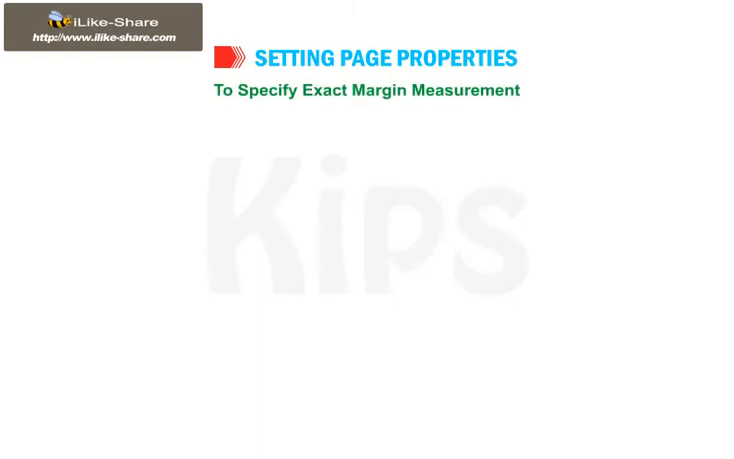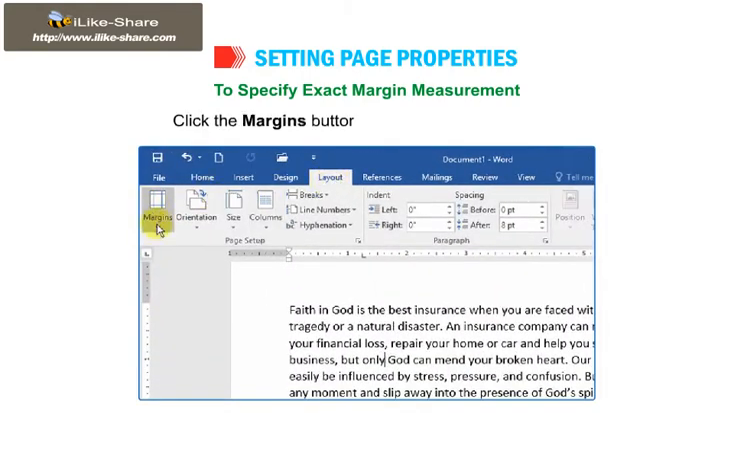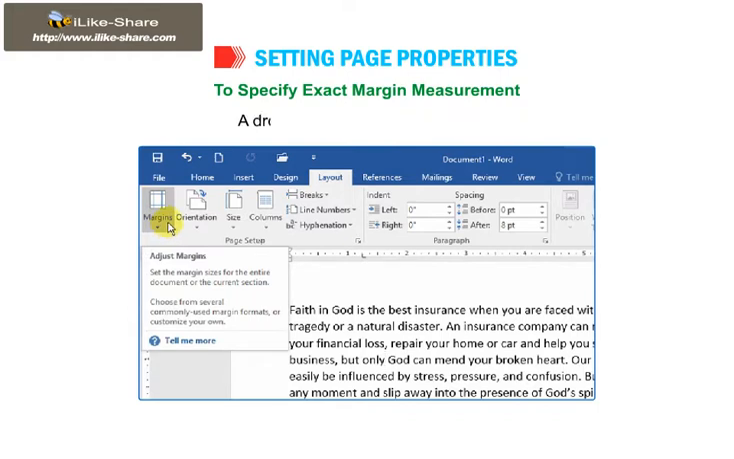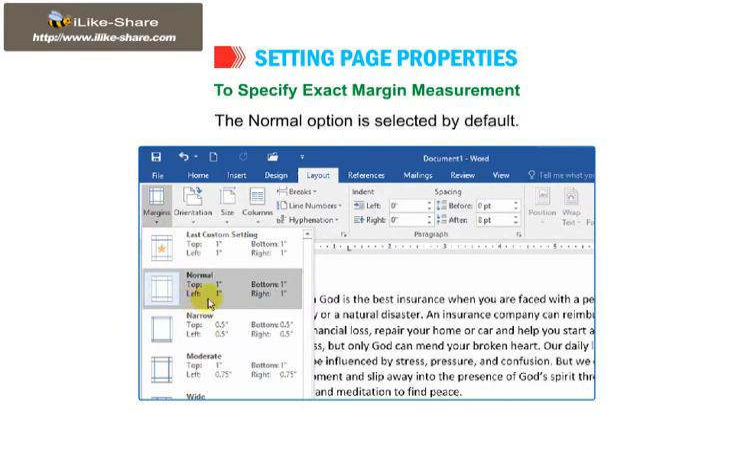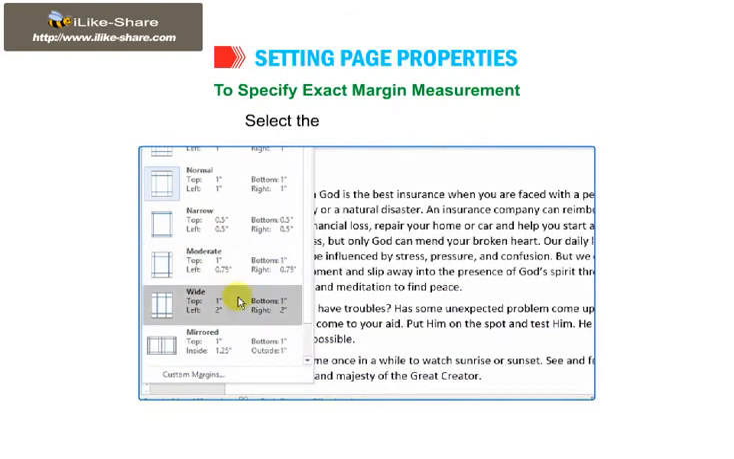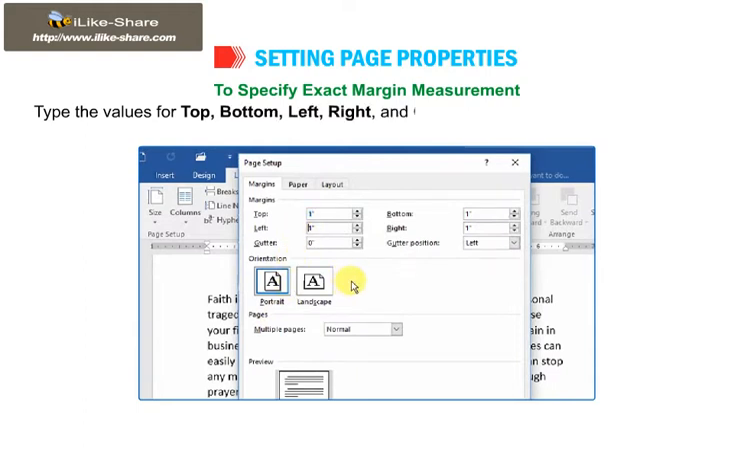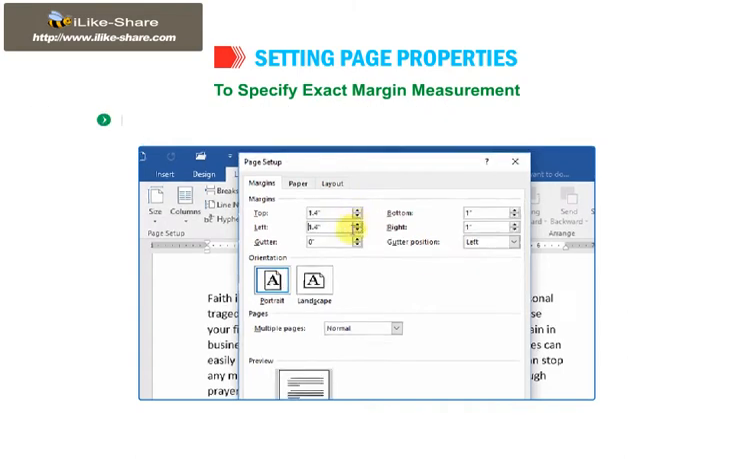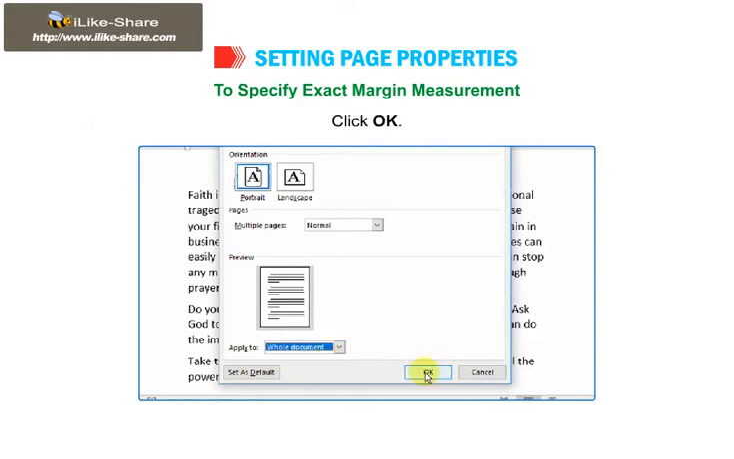Let me now guide you how to specify exact margin measurement. Select the Layout tab. Click on the Margins option in the Page Setup group. A drop-down list of options appears. The Normal option is selected by default. Select any predefined margin setting, or select the Custom Margins tab. Type the value for top, bottom, left, right and gutter margins, or click the spin boxes to set the margins. In the Apply to drop-down list, choose the option Whole Document. Click OK.